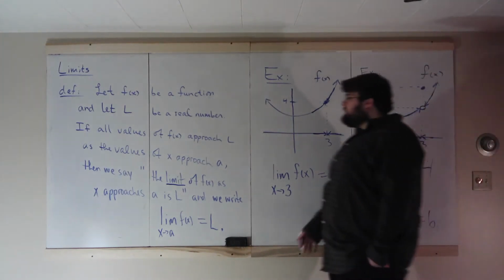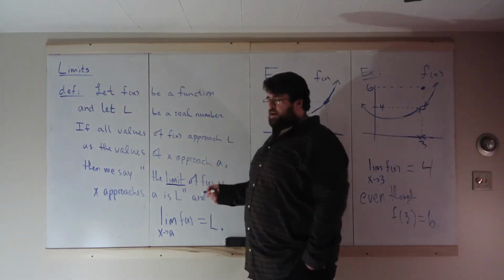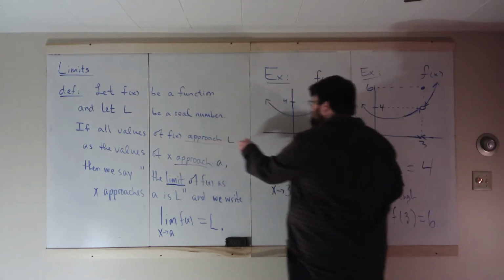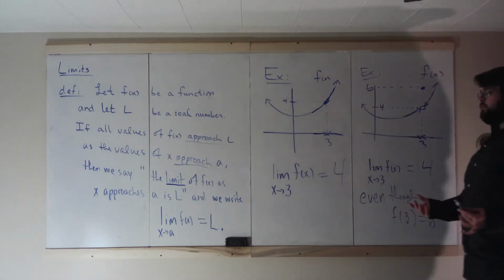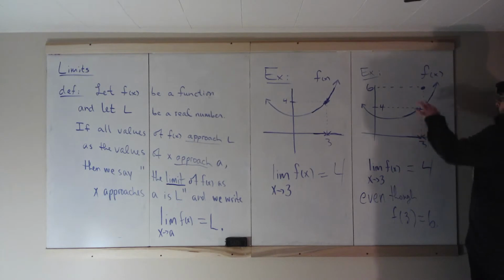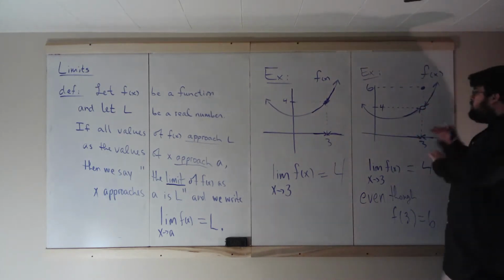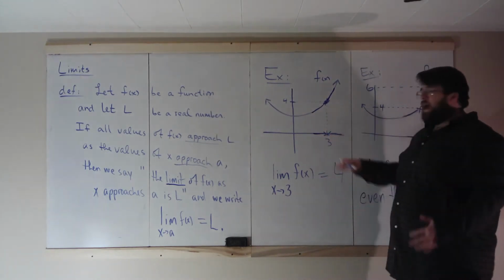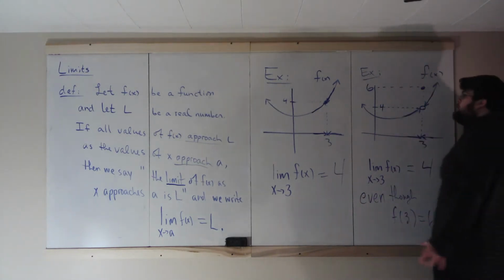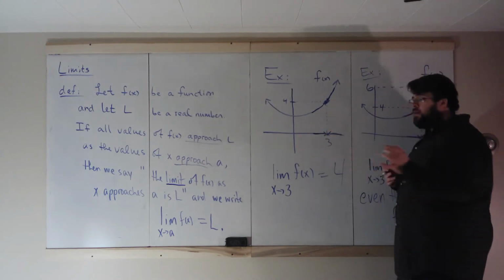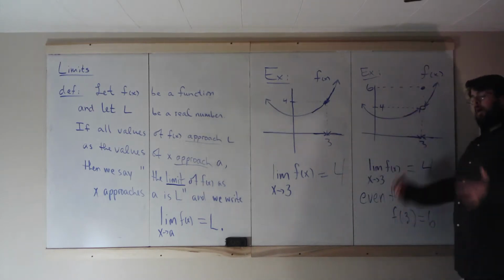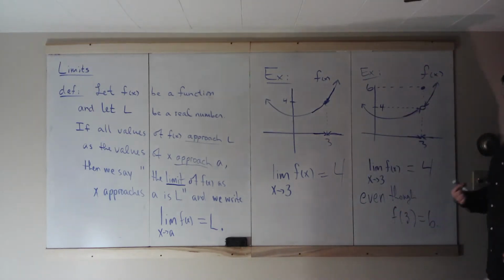Well, this limit doesn't say it matters what happens at 3. This limit is using the word approach for everything. This limit is not concerned with what happens at 3. In none of this discussion did what happens at 3 matter. All that matters as far as the limit is concerned is what happens close to 3. What happens on this side of 3 and what happens on this side of 3. It does not matter what happens at 3.